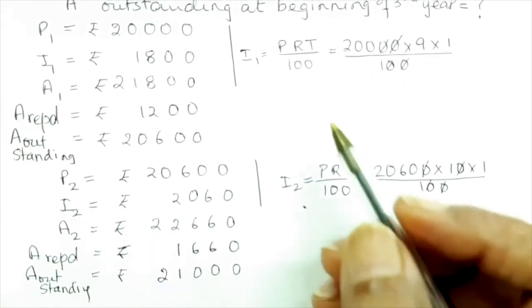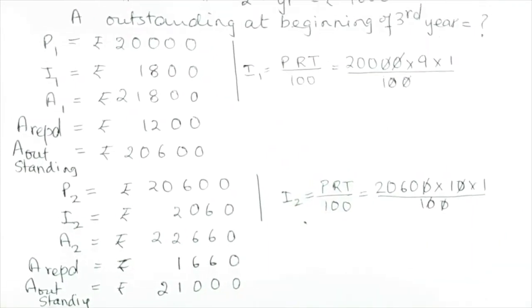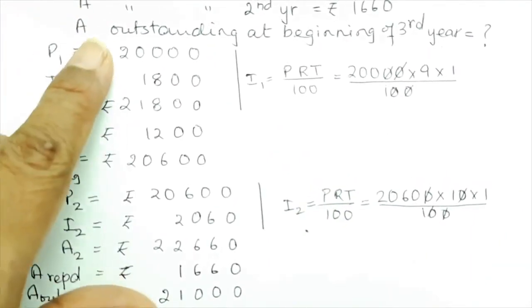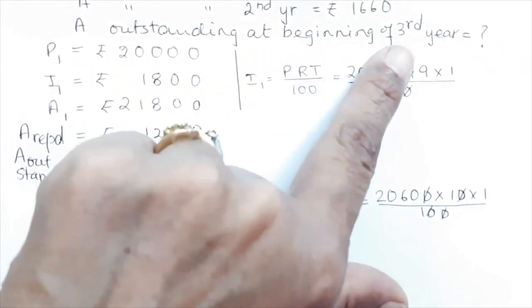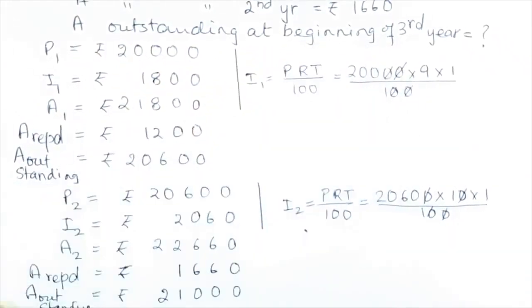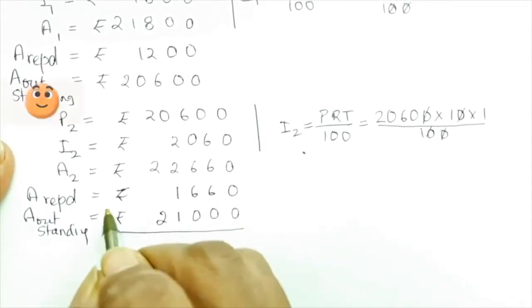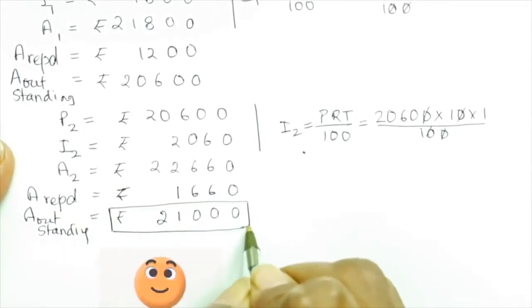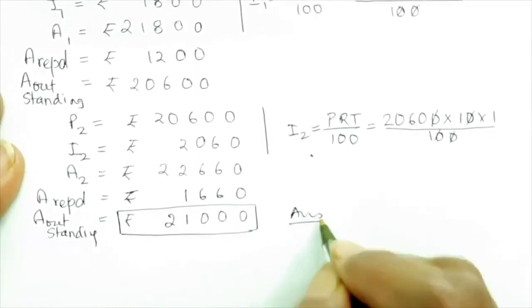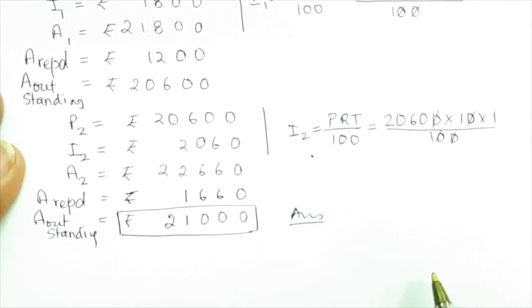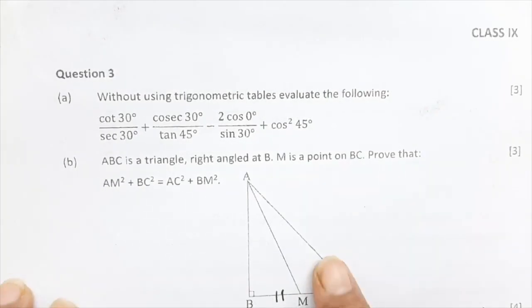Now we want the amount outstanding. If you look at the question, we need amount outstanding at the beginning of the third year. It means end of second year. Amount outstanding at the end of the second year, which means beginning of the third year. So 21,000 is your answer. Let us look at our question number 3.